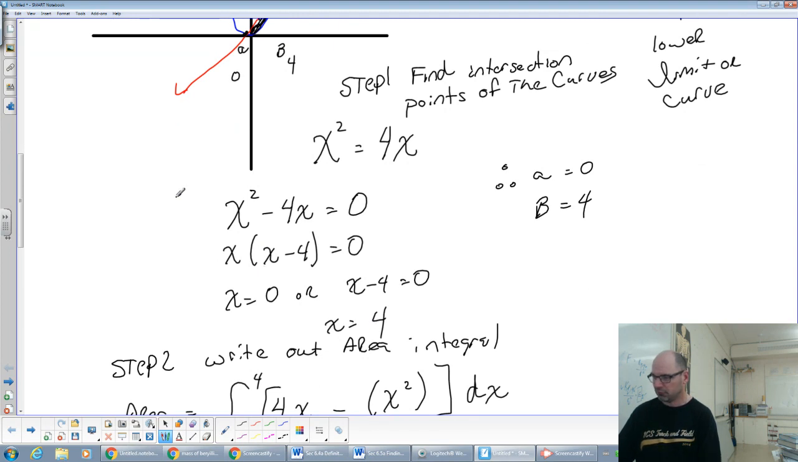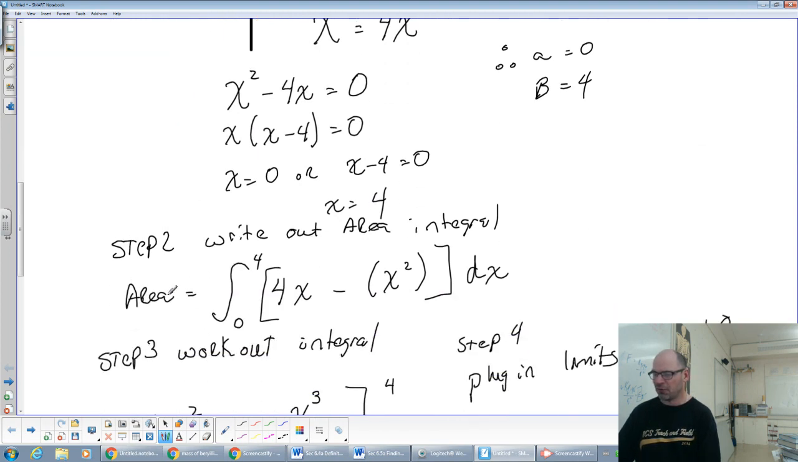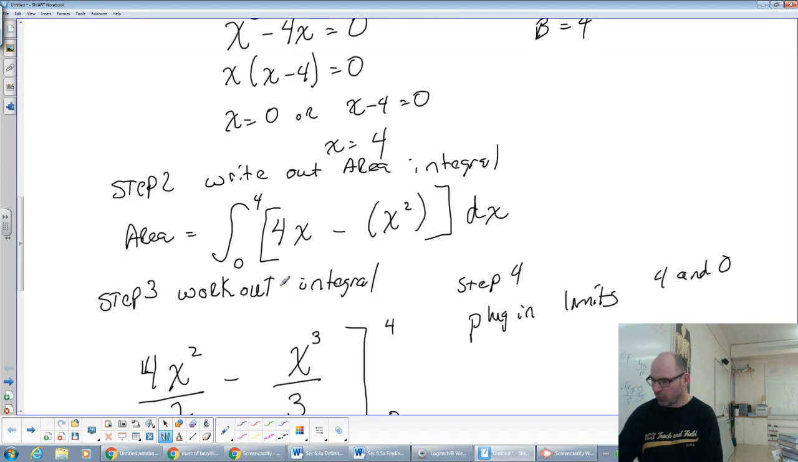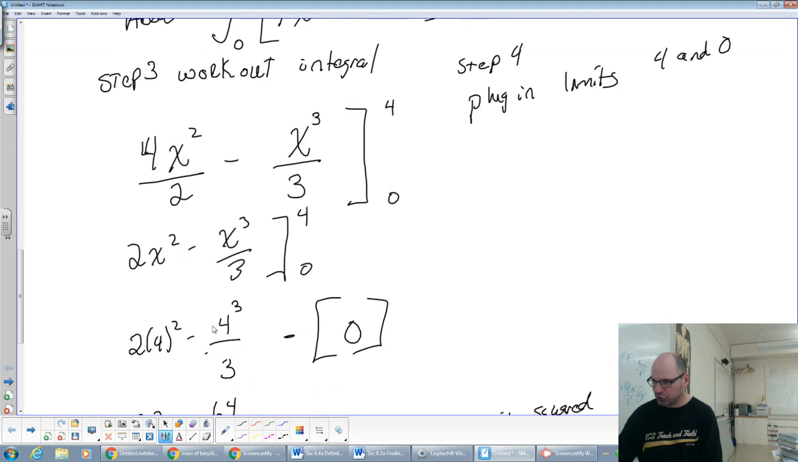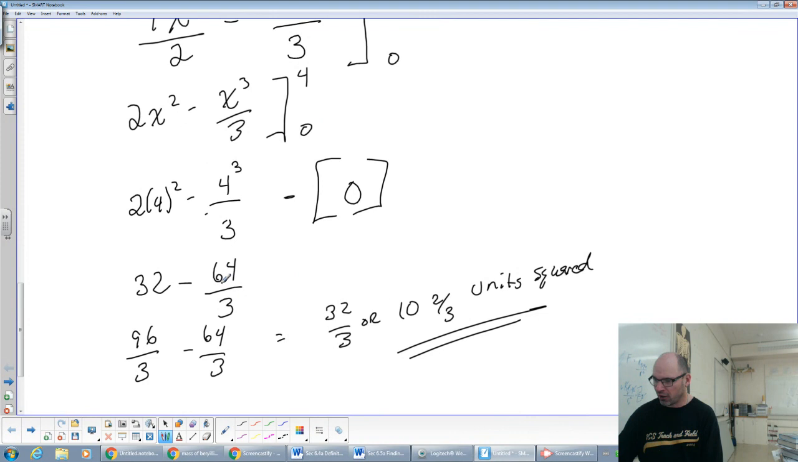Bang, bang. Okay, then we write out the integral formula. The area equals the integral of b to a of top curve minus the lower curve dx. So that's what we did, 4 to 0, 4x minus x squared. We work out the integral in step 3, and then we plug the numbers in, which we did right here in step 4, and we get 10 2/3 square units. Okay, and that's basically our simplest example we can get there.